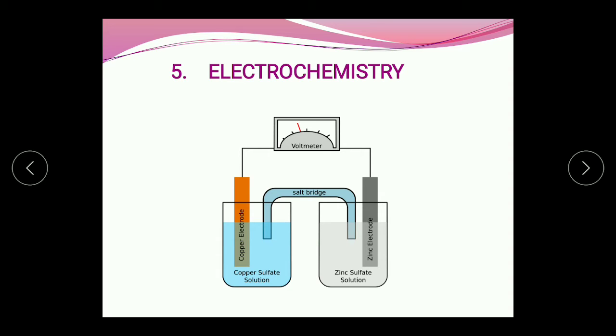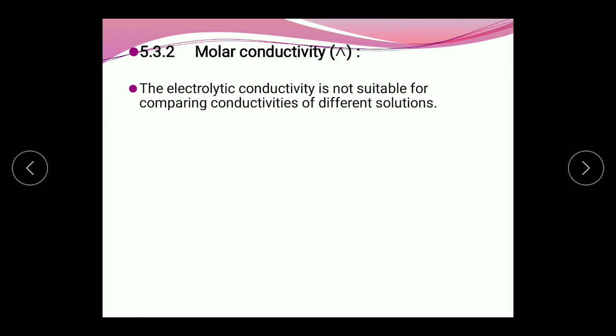Now, in today's session, we are going to study about molar conductivity, and it is represented by lambda. This is the sign, that is inverted V, but it is capital lambda. So, molar conductivity has been denoted by lambda. Now, about molar conductivity, why is it needed?